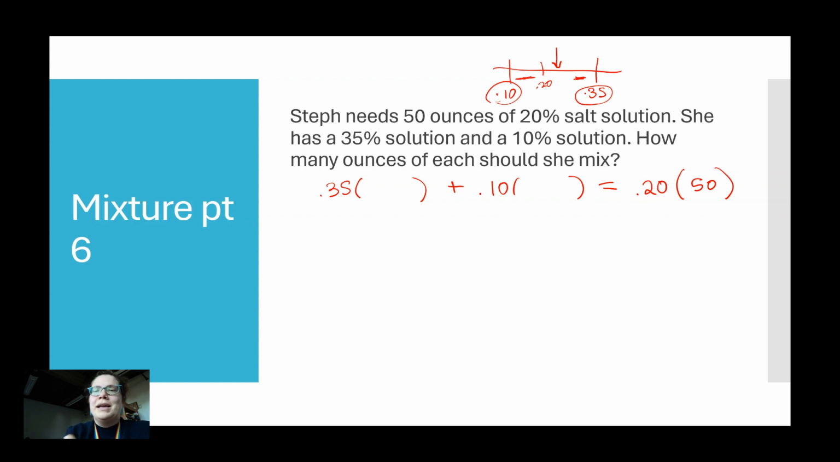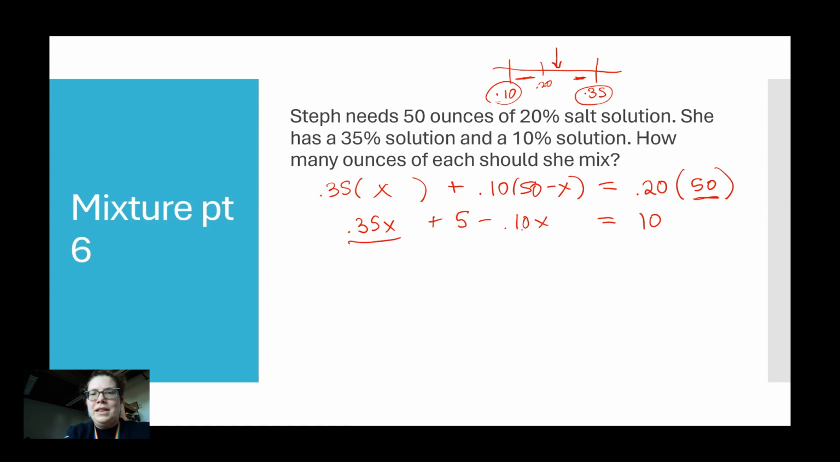Anyway, sorry, we're coming back. These two things add up to 50. We're going to make up one to be X and the other one's going to be 50 minus X. Okay? Multiplying, distributing, solving. Ooh, what is 20% of 50? 10. It's 10.